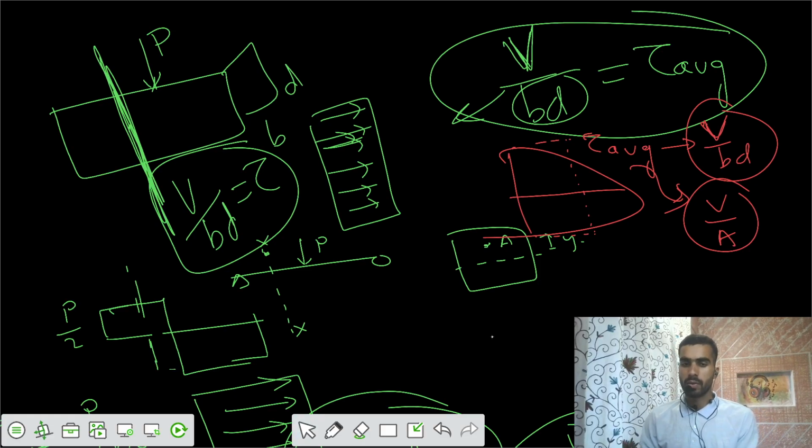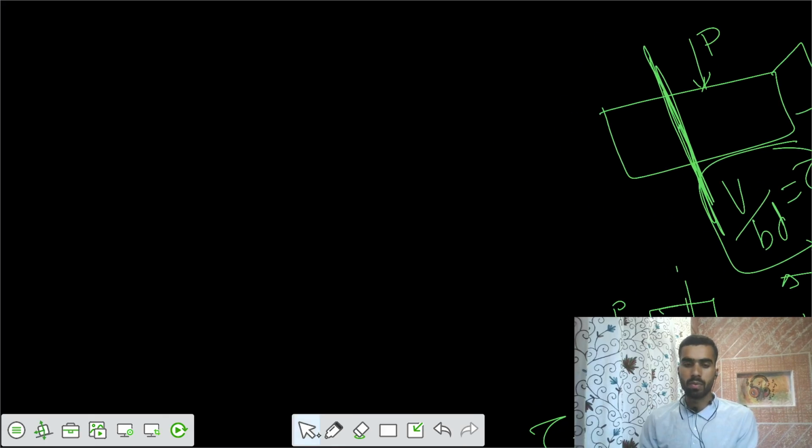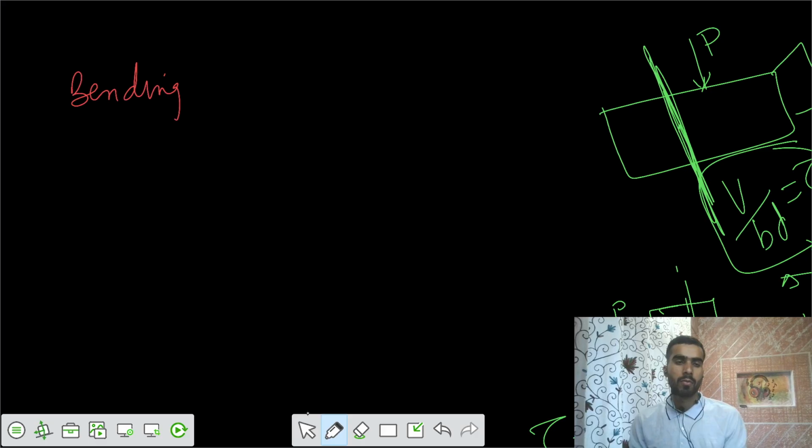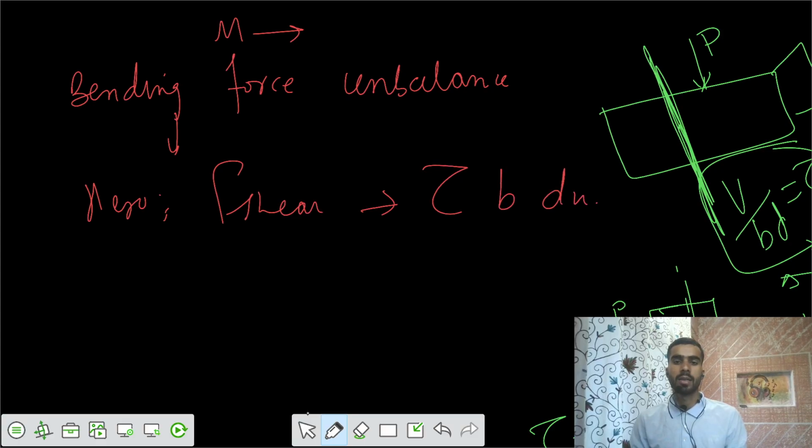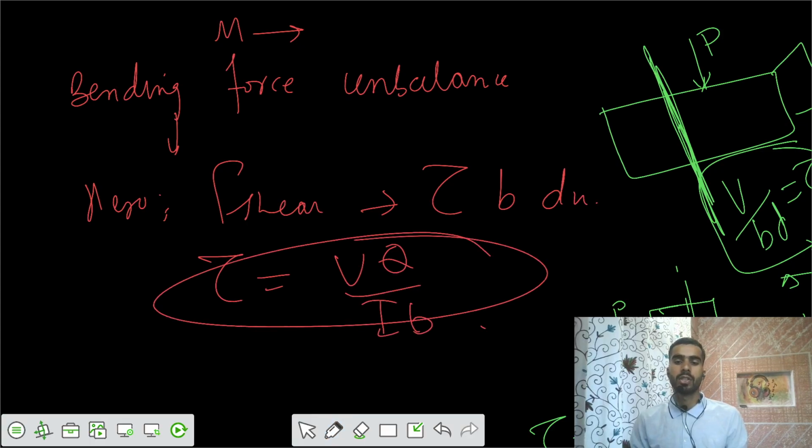So we got that definition: in the beam, because of bending moment, we had some bending force unbalance. There came the horizontal shear force, and thereby the shear force equals tau and width into that small dx. Then the shear stress developed equals VQ by IT, VQ by IB. So we got the shear stresses.